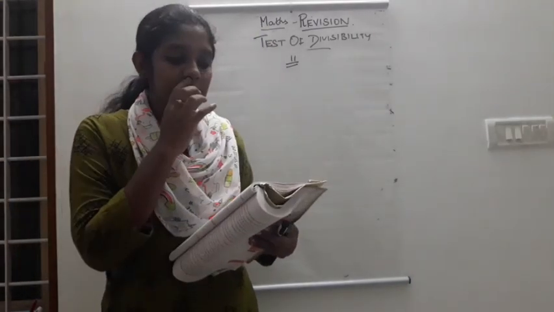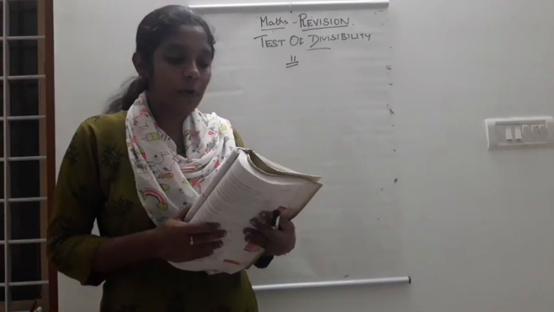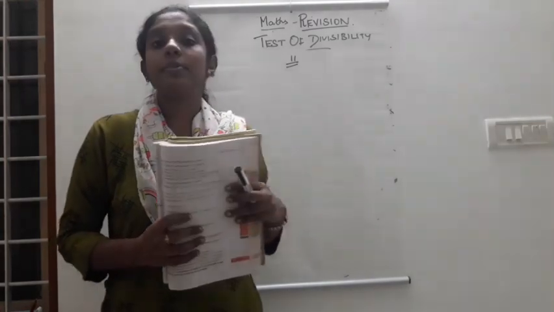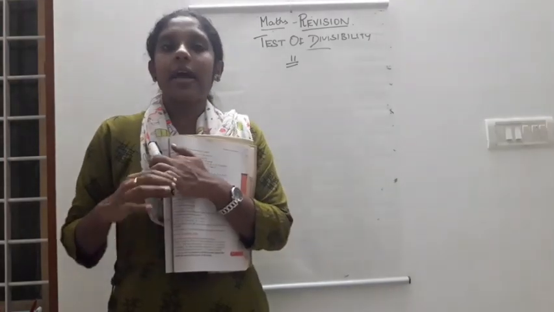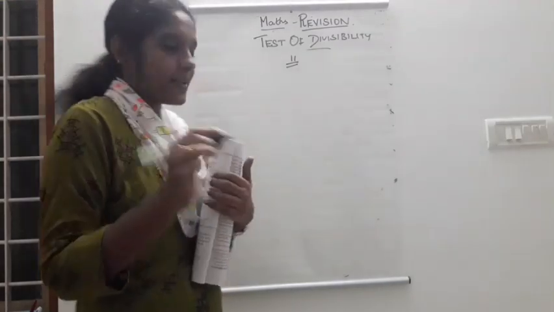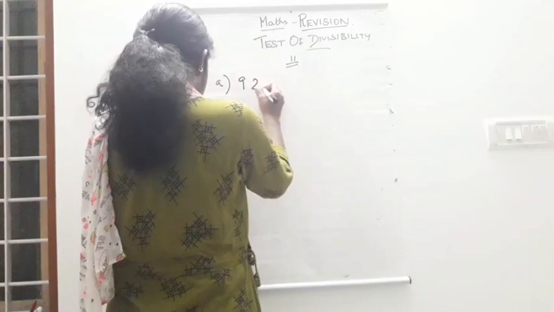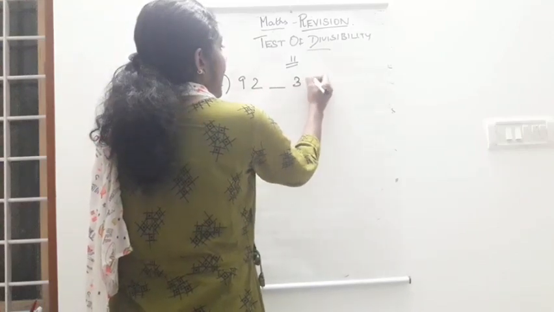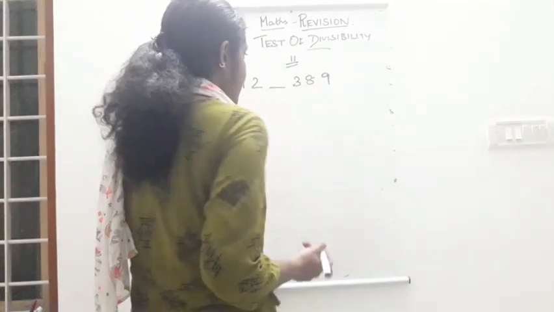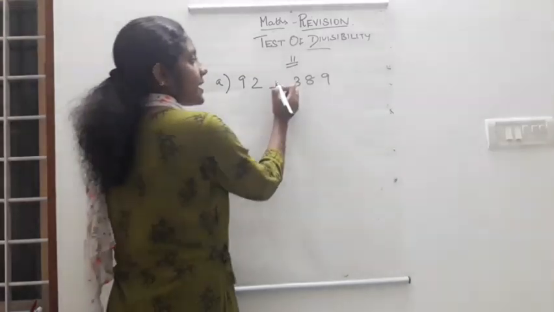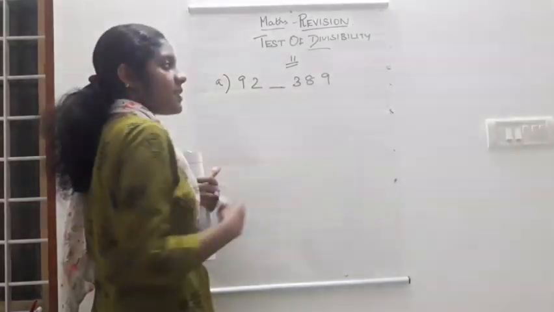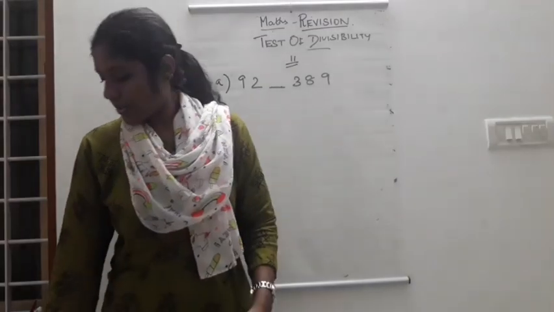The question is: write a digit in the blank space of each of the following numbers so that the number formed is divisible by 11. So a number is given with a blank space, that is, the number is 9, 2, blank, 3, 8, 9. You have to find the digit here so that this number will be divisible by 11.